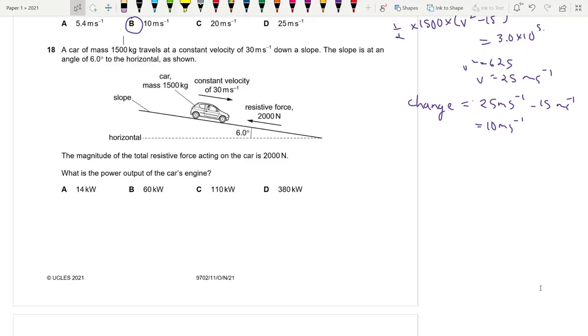Alright. Moving on to 18. A car of mass 1500 kg travels at a constant speed of 30 meters per second down a slope. The slope is at an angle of 6 degrees to the horizontal. The magnitude of the total resistive force acting on the car is 2000 newtons. What is the power output of the car's engine?